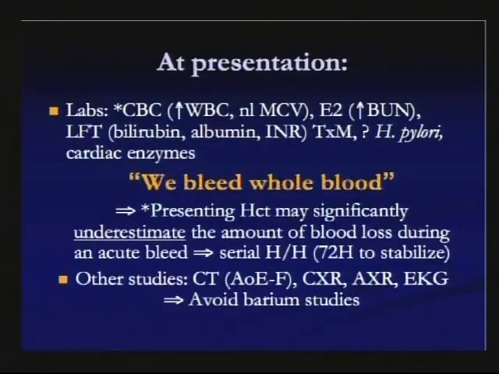So check serial H&H. You can do it every 4 or 6 hours. And remember, I mentioned it before, it takes around 3 days for the intravascular and the extravascular volumes to come into equilibrium. Other studies: if you're thinking of somebody who had a previous aortic graft, get a CT scan to rule out aortoenteric fistula. If somebody has pulmonary symptoms, or you think they aspirated or are having chest pain, think about chest x-ray and EKG. You can get an abdominal x-ray to rule out, let's say, volvulus causing ischemic problems. But whatever you do, just avoid barium studies.